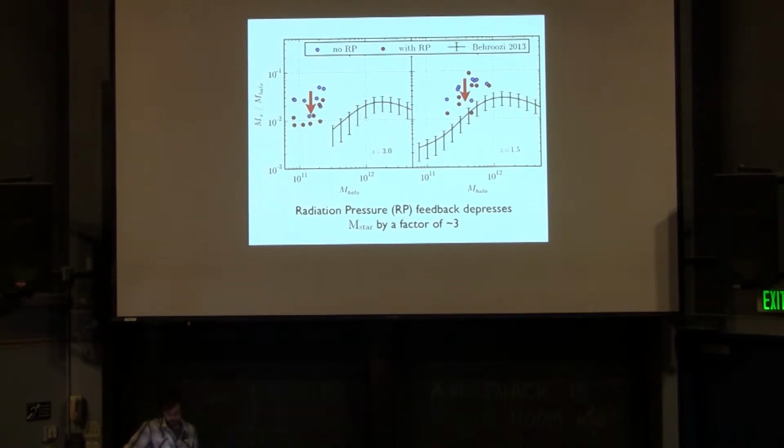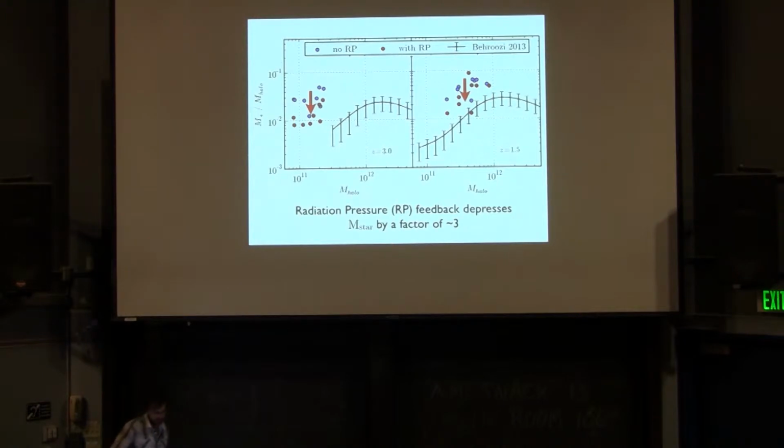On the bottom axis, you have halo mass. And on the y-axis, you have M star over halo mass, so the fraction of that halo mass that's in the form of stars. Blue points are simulations without radiation pressure, so they form more stars. And then the red points are with radiation pressure, and that actually reduces the mass of stars by a factor of 3. And the line there is the Behroozi, Conroy, and Wechsler data that show what you might expect for a given halo mass, how much of that mass should be in the form of stars.